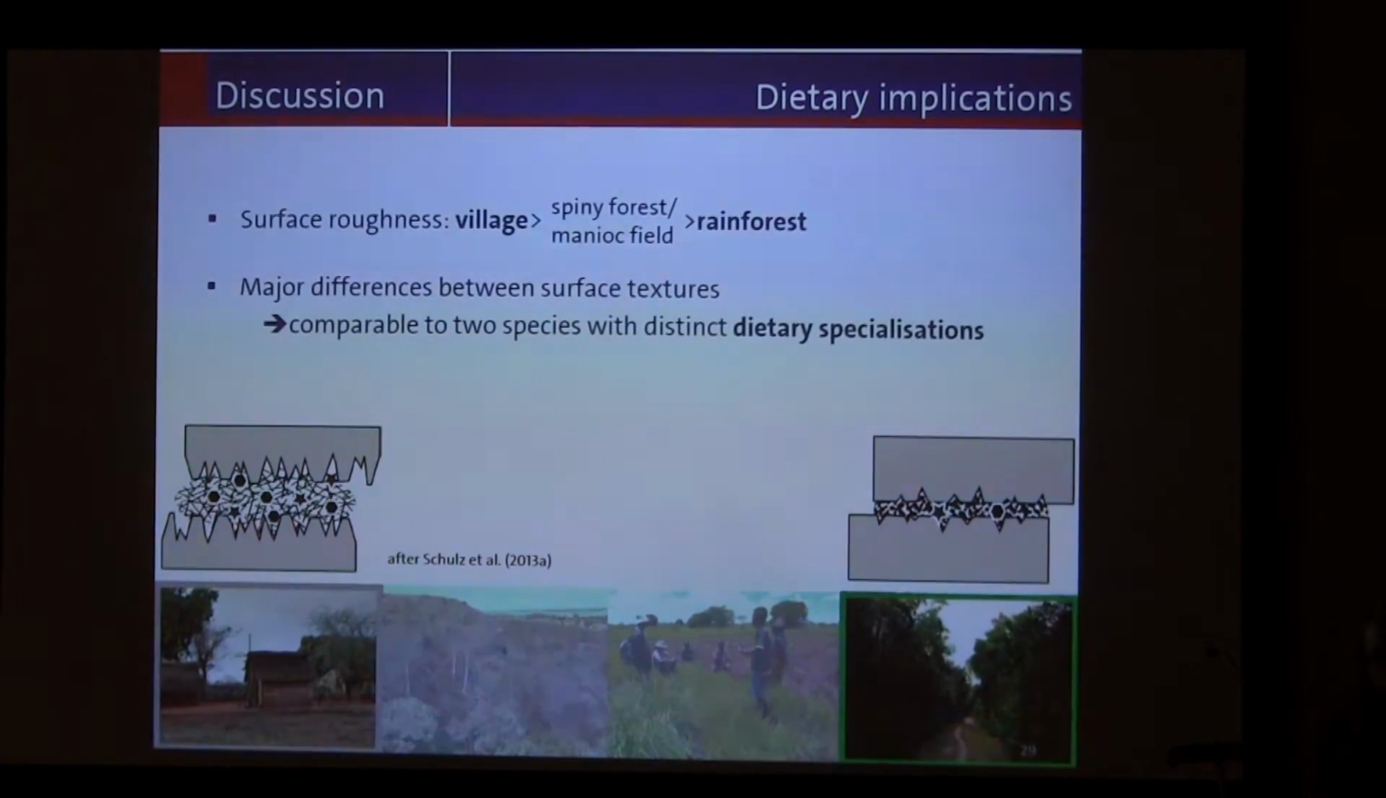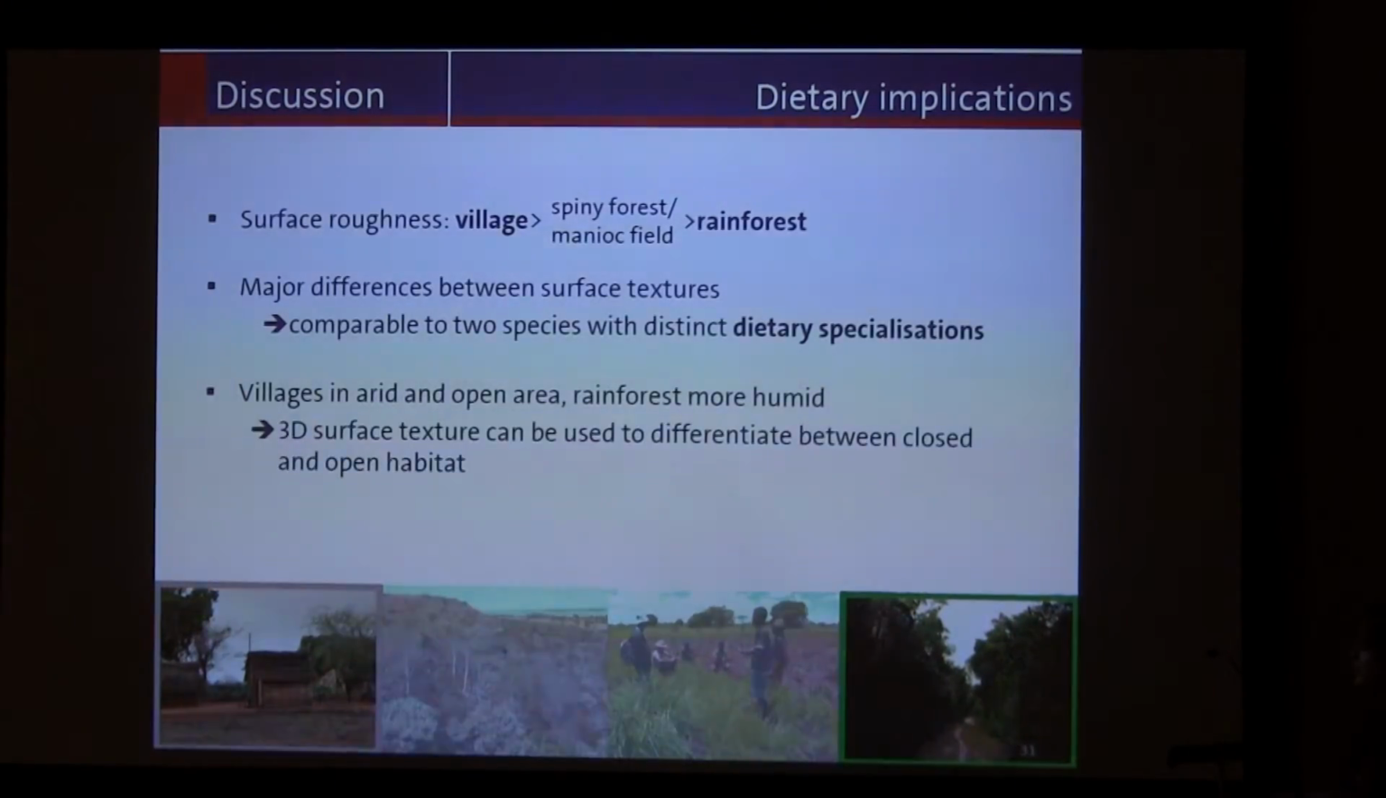We see huge differences between the rainforest sample and the village sample. And these differences are comparable to the differences we see between grazers and browsers. So it is as if we were looking at 2 different species with completely different dietary specializations, which is pretty cool for a generalistic species, I guess. And what's also interesting, as I said, villages are in the arid and open area. The rainforest is more humid. Of course, we have a signal here to detect closed and humid and open and arid environments.